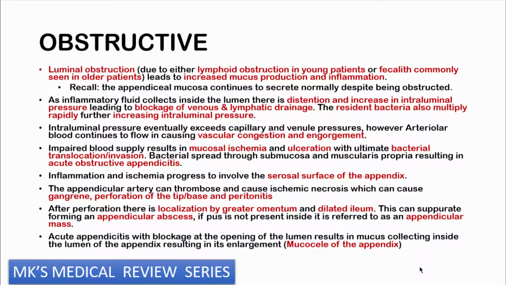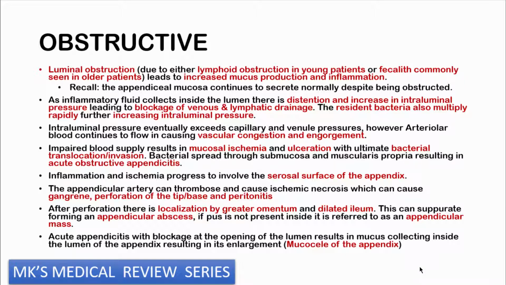Now, if this obstruction isn't relieved, eventually there is going to be blockage. The pressure inside the lumen is going to supersede the pressure in the arterial blood flow. So this means that there's going to be some impaired blood flow. This may lead to mucosal ischemia. It may lead to ulceration. And when the mucosa is ulcerated, this makes it easy for bacteria to actually translocate or invade into the walls and actually spread into the bloodstream.